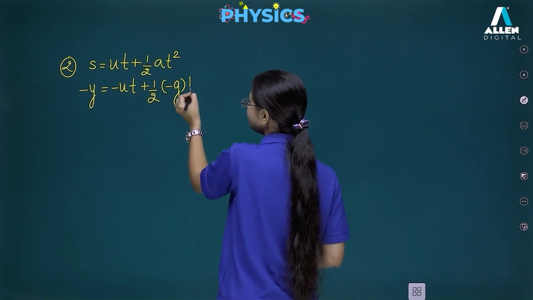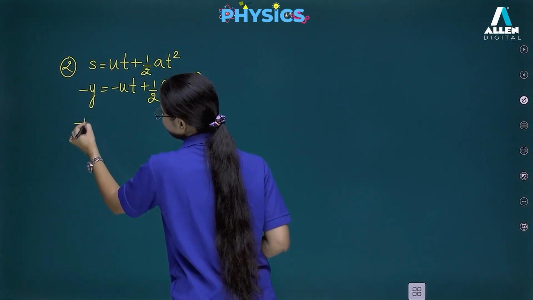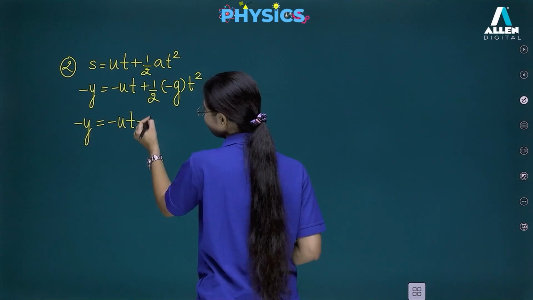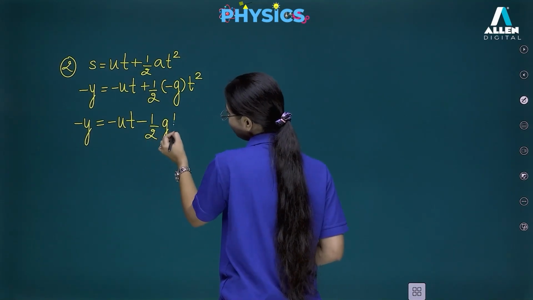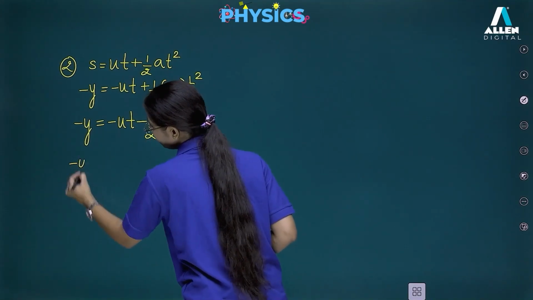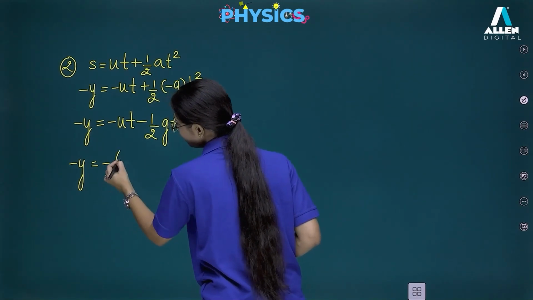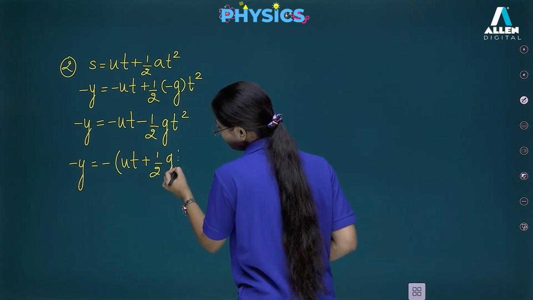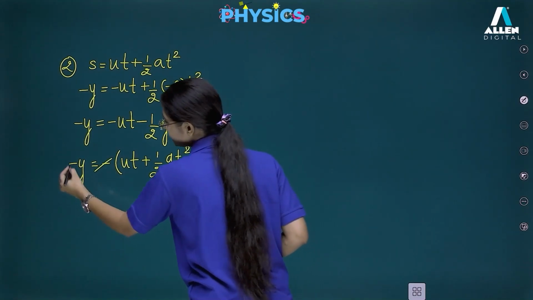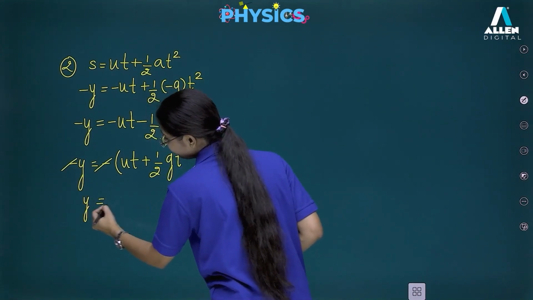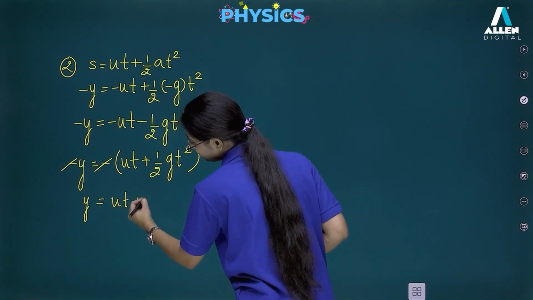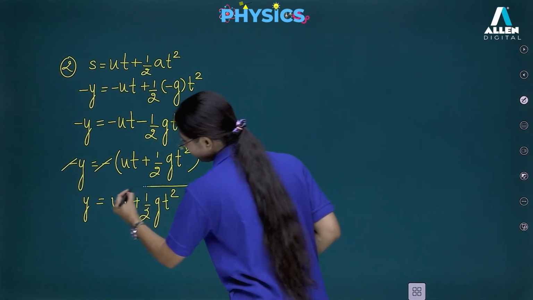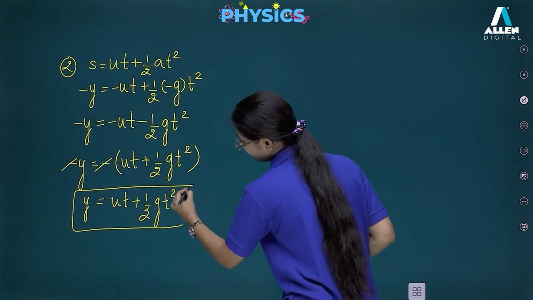Acceleration is minus g and it's t square. So minus y is equal to minus ut plus minus 1 by 2 gt square. Now here we can take minus common. So it's ut plus 1 by 2 gt square. Minus and minus cancel, you will get y is equal to ut plus 1 by 2 gt square. This is the second equation.